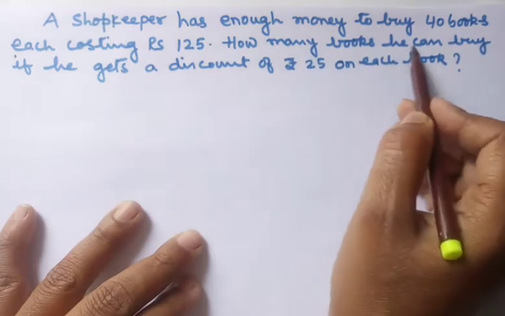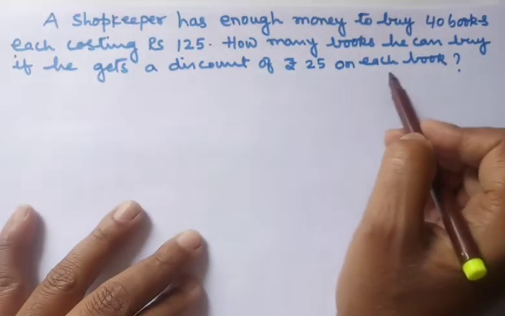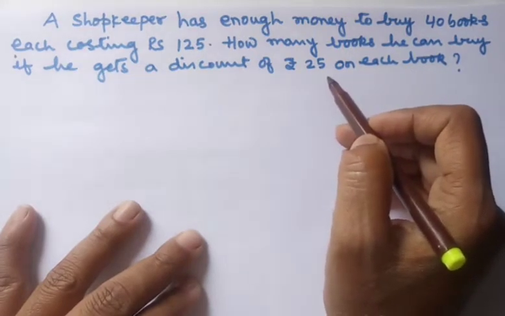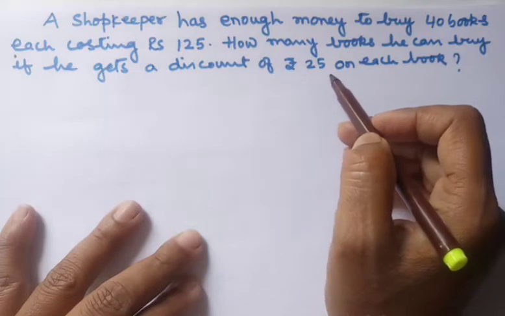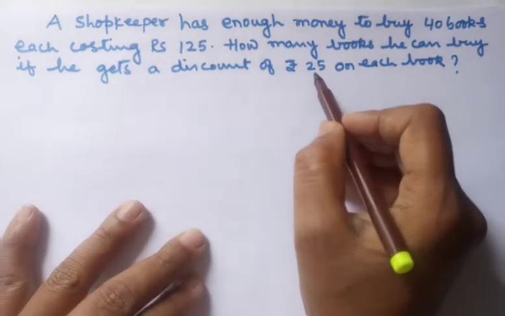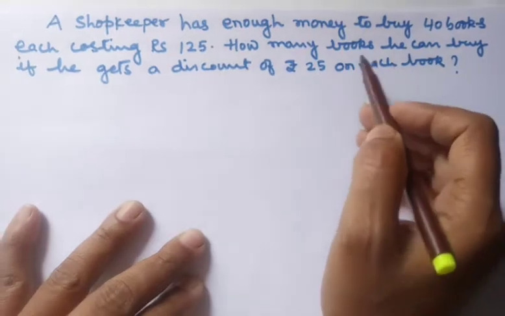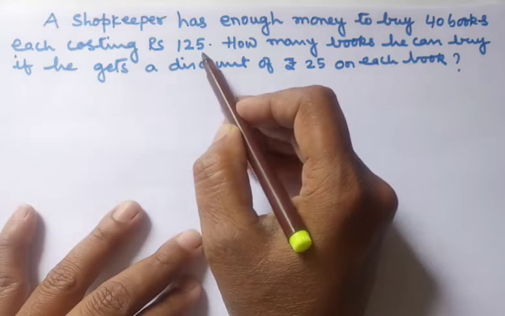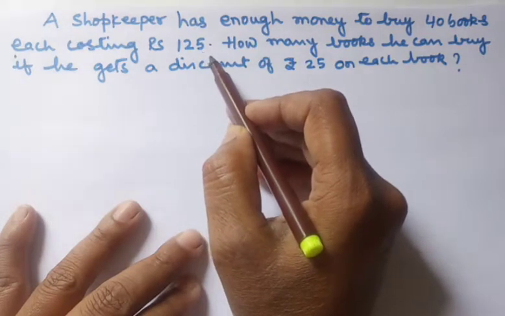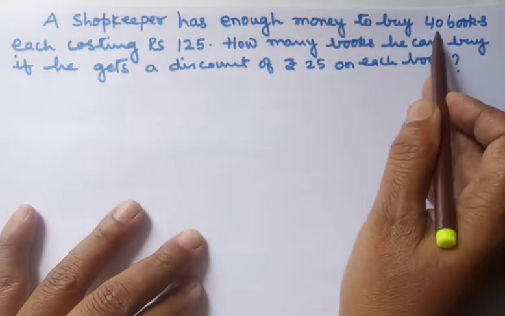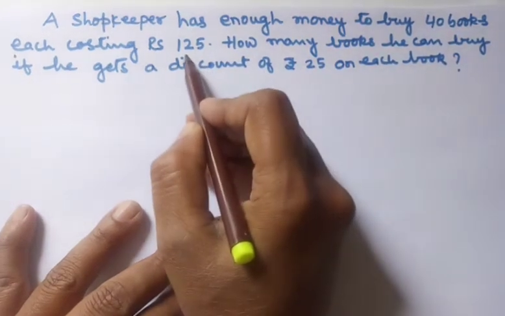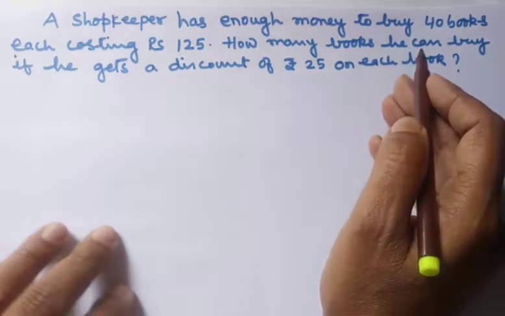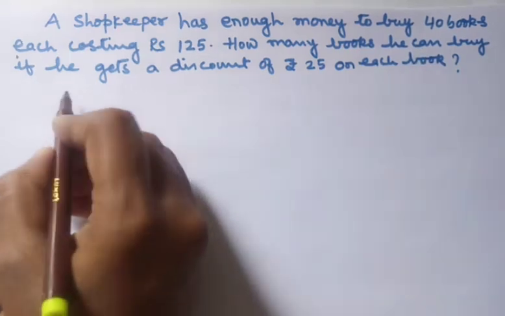How many books can he buy if he gets a discount of rupees 25 on each book? It's very simple and you can easily understand that if you are getting a discount of 25 on each book, he is going to get one book at the cost of rupees 100 only. And at that point, the logic is that he will surely get more than 40 books. That means if the cost of the book is decreasing, then the number of books he is going to buy will be increasing. So this is the case of inverse variation.